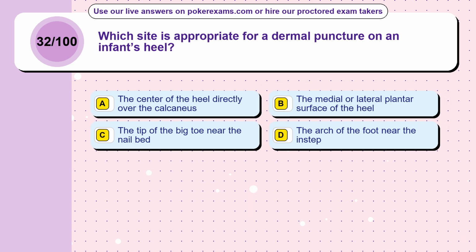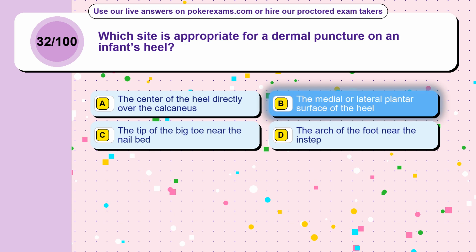Question 32. Which site is appropriate for a dermal puncture on an infant's heel? Option A, the center of the heel directly over the calcaneus. Option B, the medial or lateral plantar surface of the heel. Option C, the tip of the big toe near the nail bed. Option D, the arch of the foot near the instep.